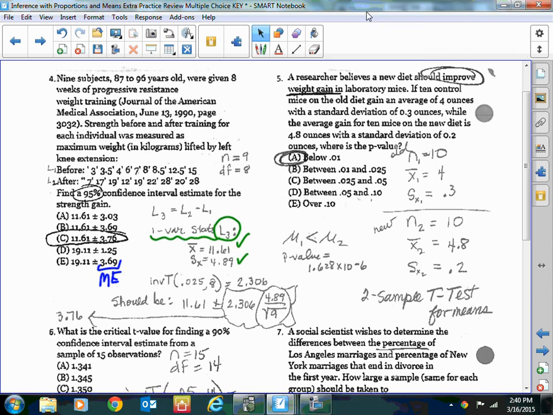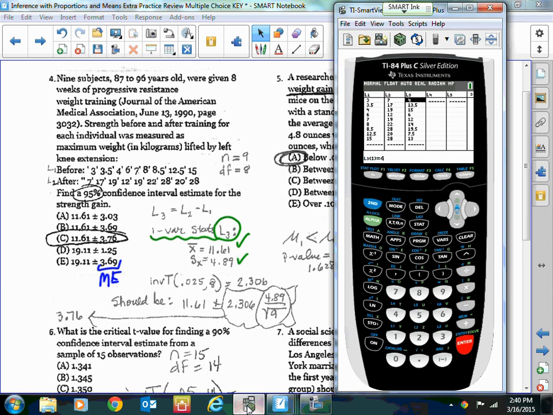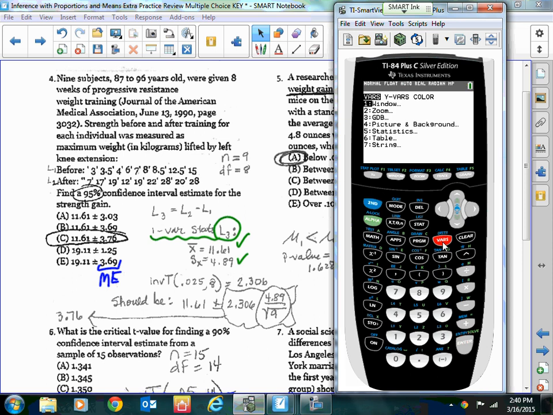You can get the important information from list 3 by going second vars. Oops, that's wrong. Just vars. That's right. Okay, so excuse me, stat over to calc. All right, one variable stats, and you have to put in list 3 here, so that it'll calculate the list 3 data, not list 1. And so when I calculate this, I come up with my x bar, which is the mean of x, 11.61, and this standard deviation, S of x, 4.89. Okay, so that's what I have listed right here.